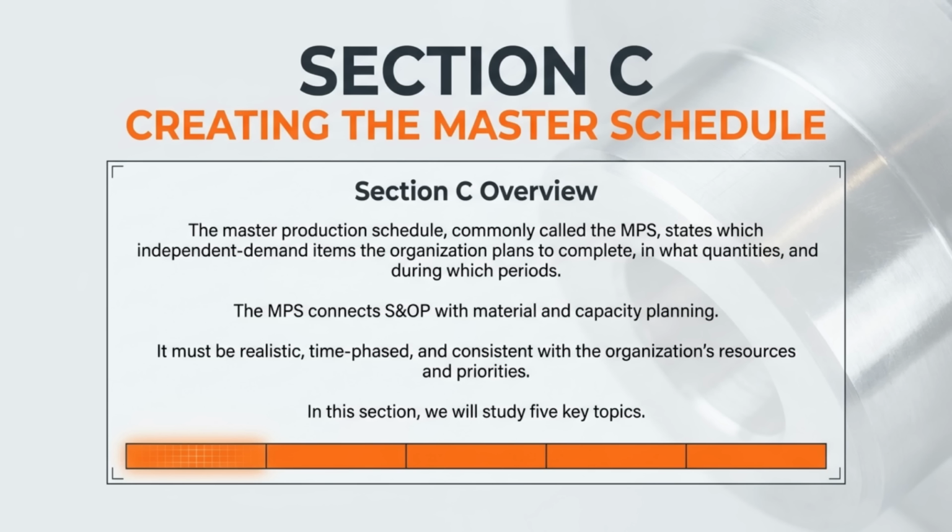Section C Overview. The Master Production Schedule, commonly called the MPS, states which independent demand items the organization plans to complete, in what quantities, and during which periods. The MPS connects S&OP with material and capacity planning. It must be realistic, time-phased, and consistent with the organization's resources and priorities. In this section, we will study 5 key topics.